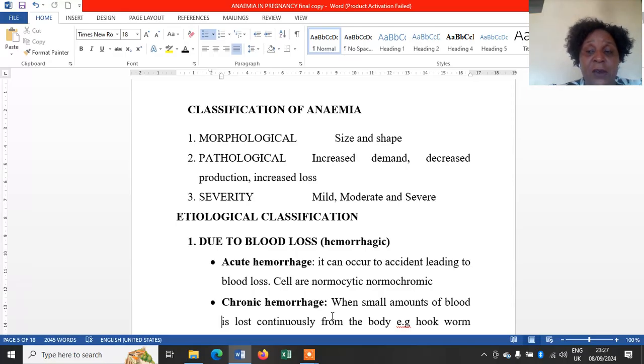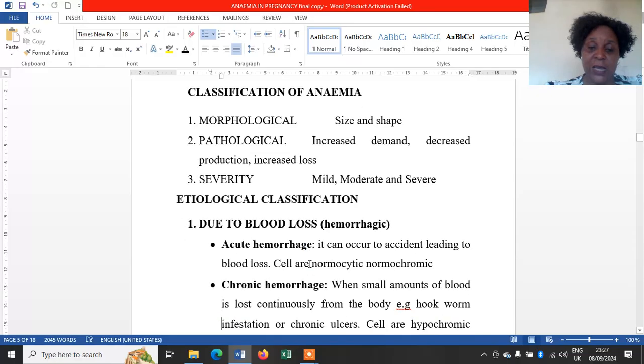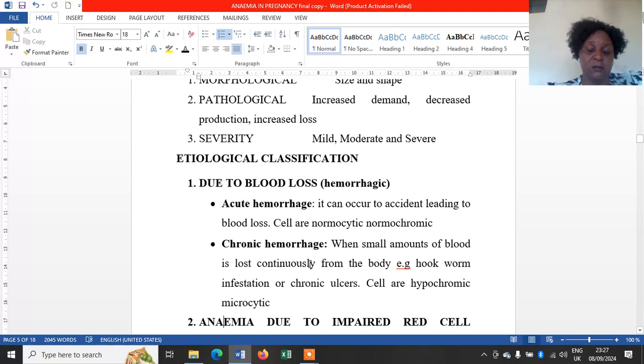Or we can also classify it according to severity. There we shall talk about mild, moderate, or severe. Or we can also look at the etiological classification, and here we shall look at 2 or 3. One, due to blood loss. So we are going to classify anemia as hemorrhagic anemia.